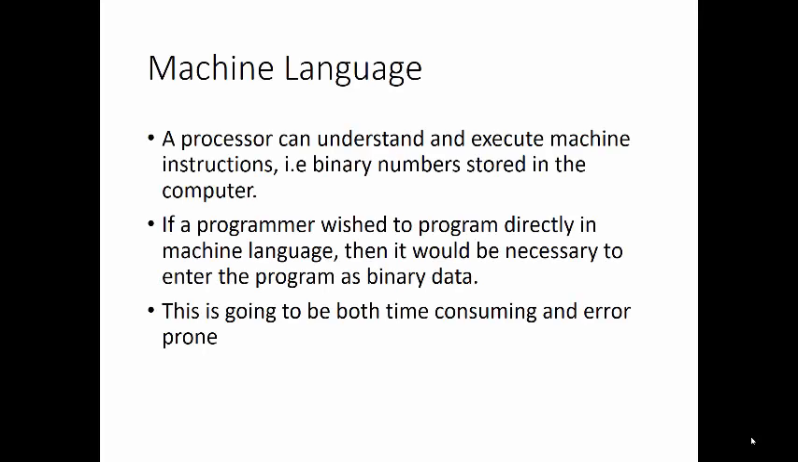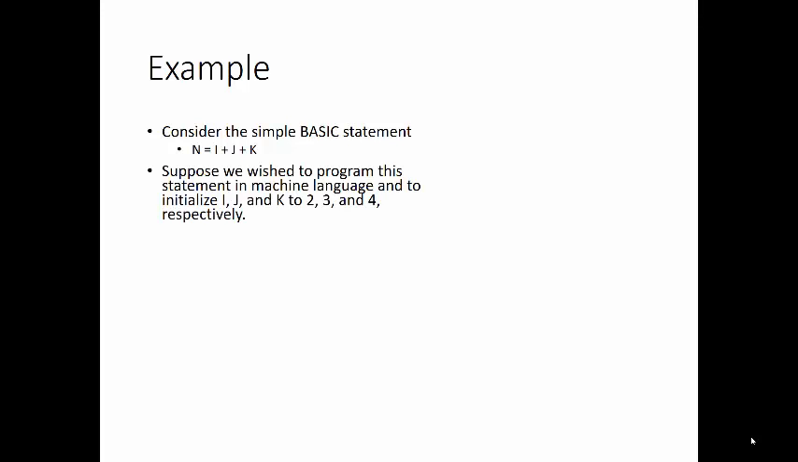So let's start at the beginning. Machine language. A processor can understand and execute machine instructions, that is, binary numbers stored in the computer. If you wanted to program directly in machine language, it would be necessary to enter the entire program as binary data. That's going to be both time-consuming and probably a bit error-prone. So let's take a look at an example. Let's consider a simple BASIC statement: N = I + J + K. Suppose we wanted to program this statement in machine language and to initialize I, J, and K to 2, 3, and 4 respectively.